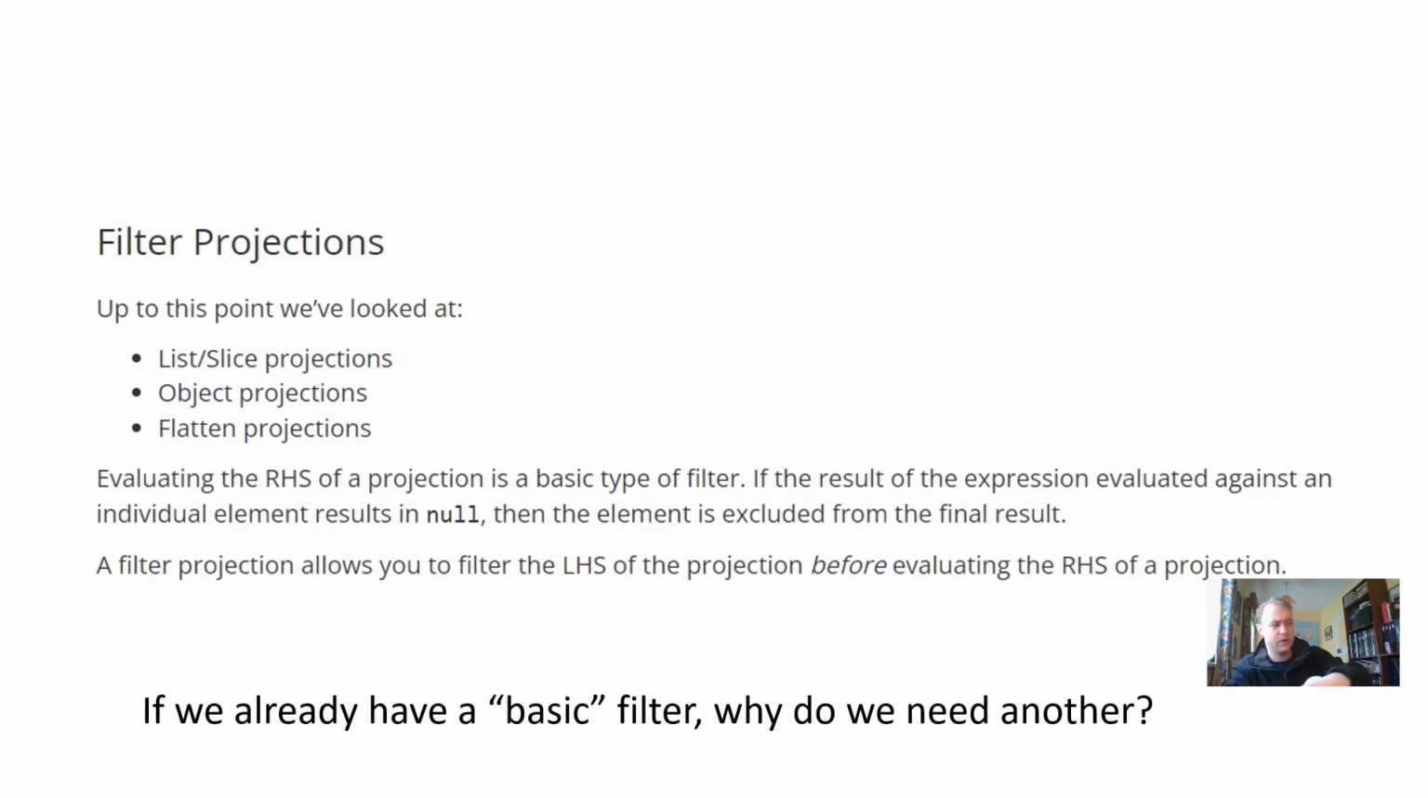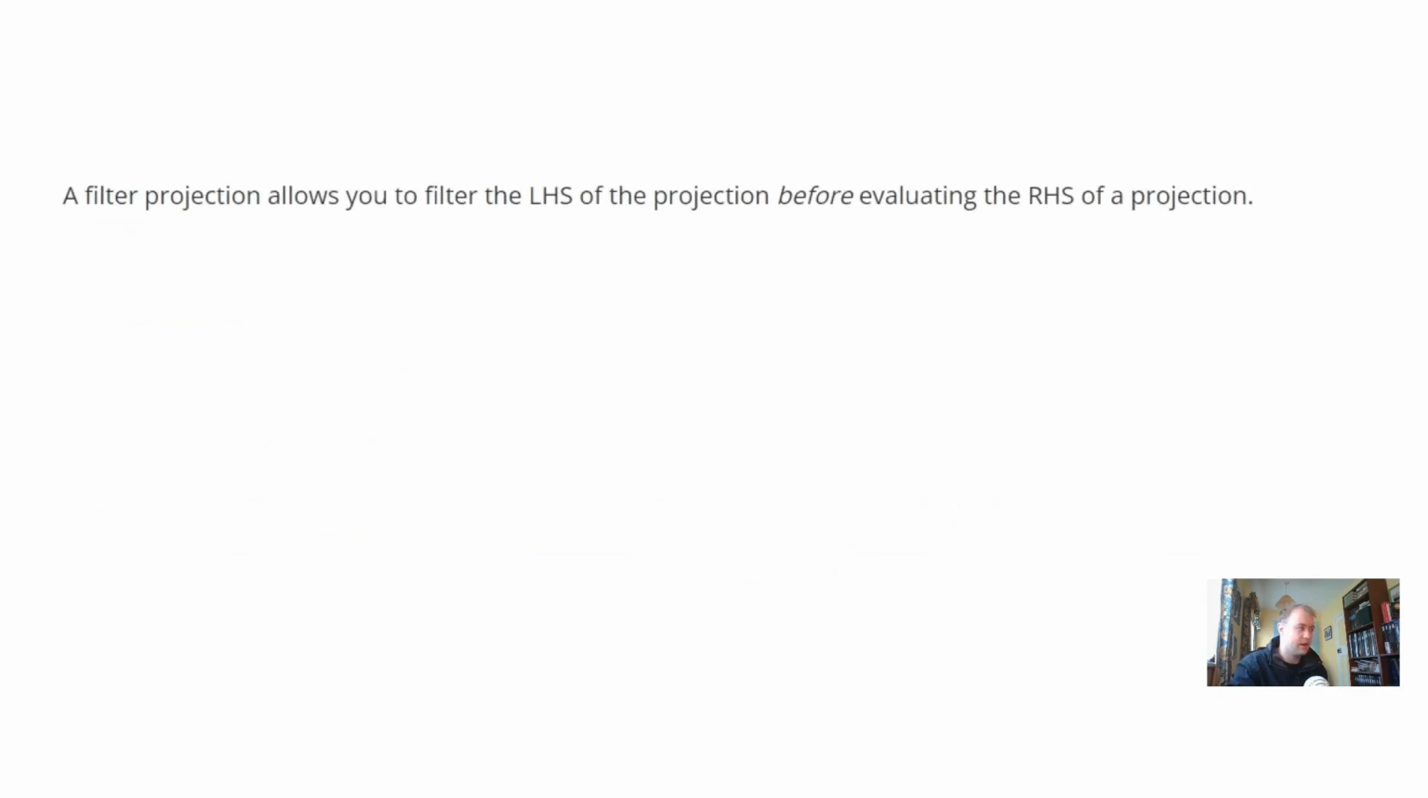So a question might be, if we already have a basic filter, why do we need another? What we want to be looking for is the fact that there's a novel advantage to this. Clearly there must be an advantage to being able to filter the left-hand side before evaluating the right-hand side. So let's keep that in mind. We'll bracket that for now. A filter projection allows you to filter the left-hand side of the projection before evaluating the right-hand side.